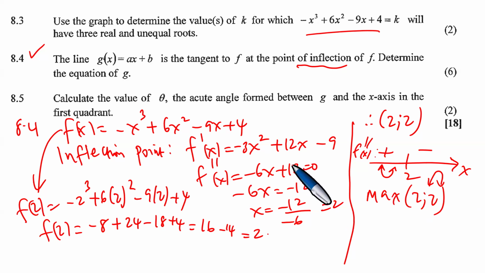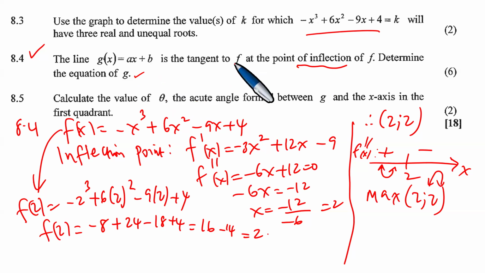It means therefore you have a point of inflection at x equals 2. Now, we want to find the tangent. This one is a tangent to f at a point of inflection of f. Determine the equation of g.